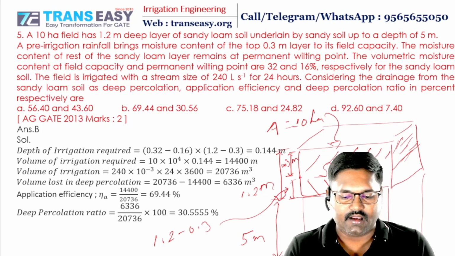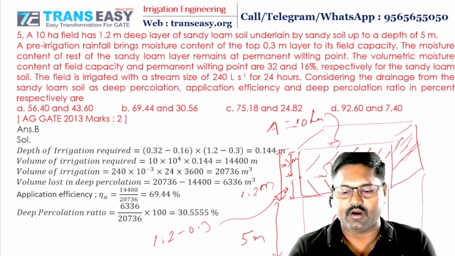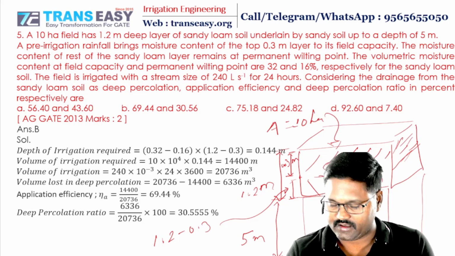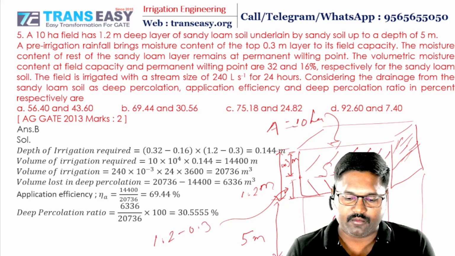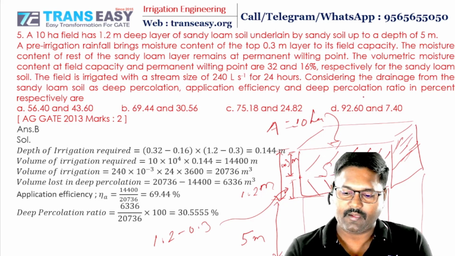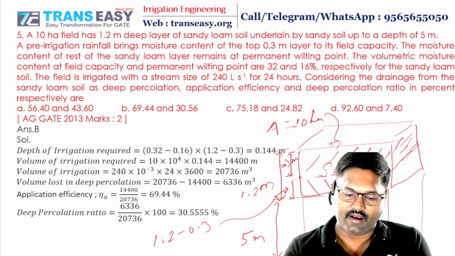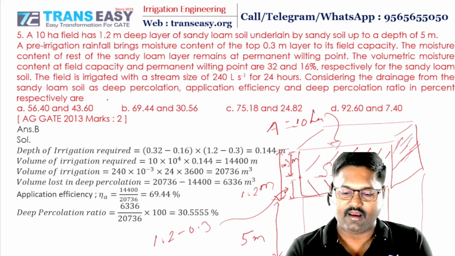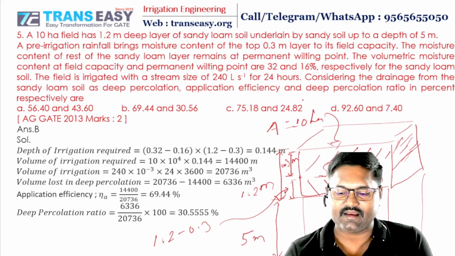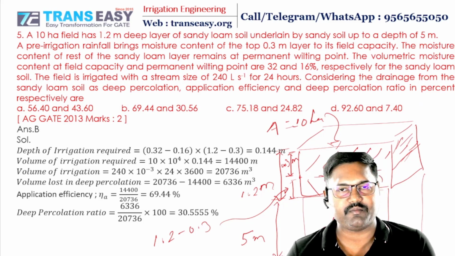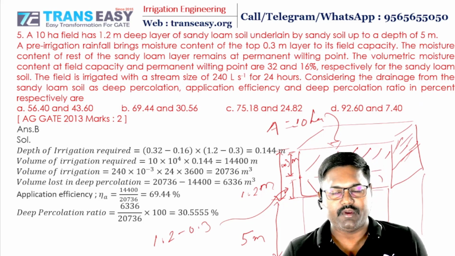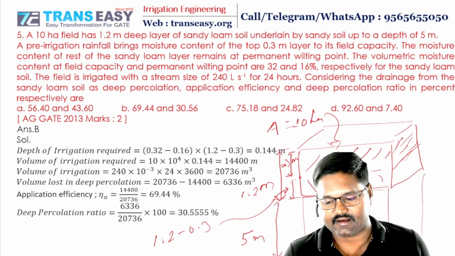The field is irrigated with a stream size of 240 liter per second for 24 hours. Considering the drainage from the sandy loam soil as deep percolation, application efficiency and deep percolation ratio in percent respectively are. So we have to calculate application efficiency.